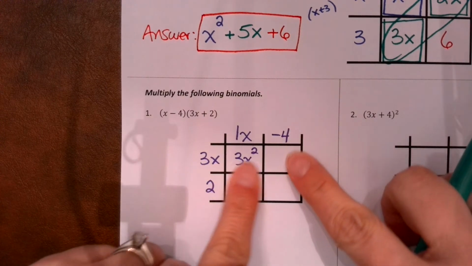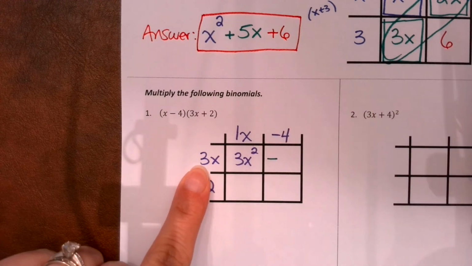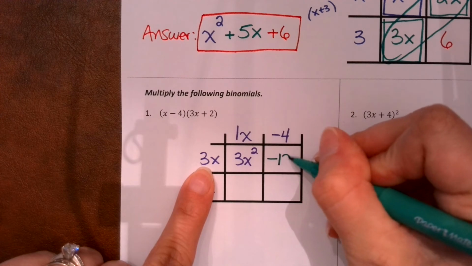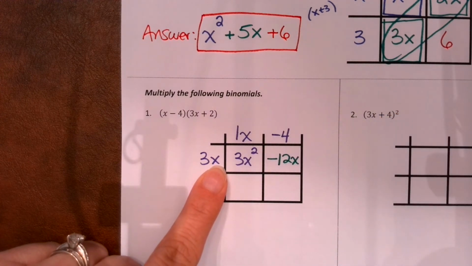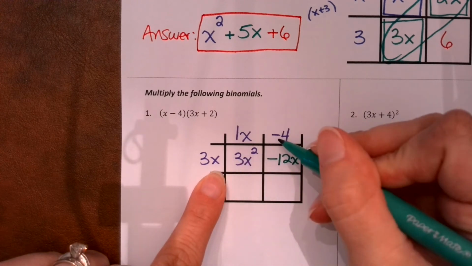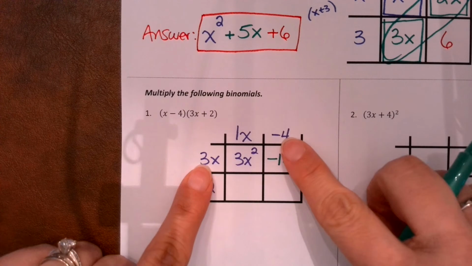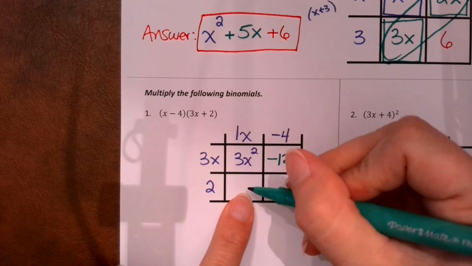Okay, now I'm going to take a look at these two. I'm going to multiply these here to make this. A negative times a positive is going to make a negative. 3 times 4 is 12, and that just has the single x. So remember when you multiply, you take a look at the positive negatives first, you multiply the numbers, and then you see how many x's they have.